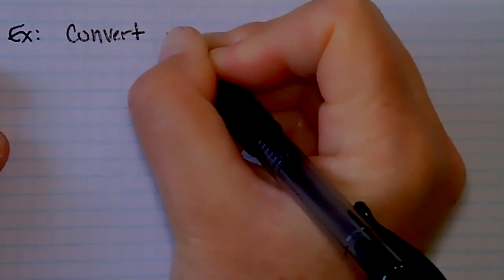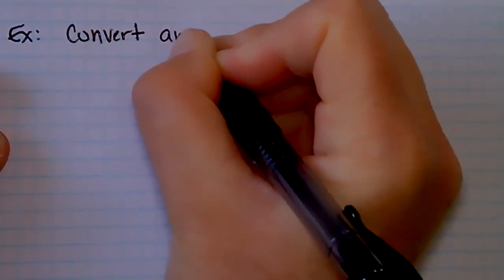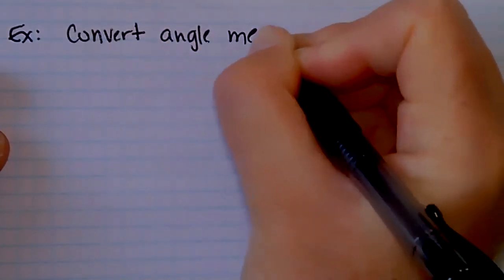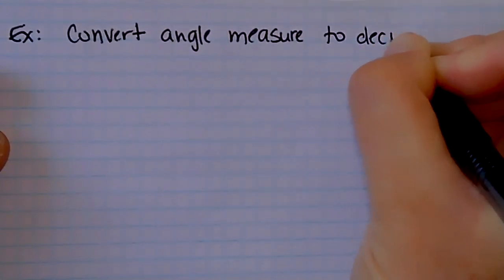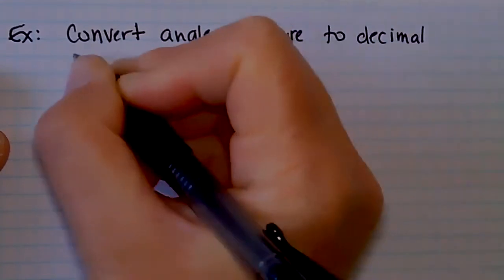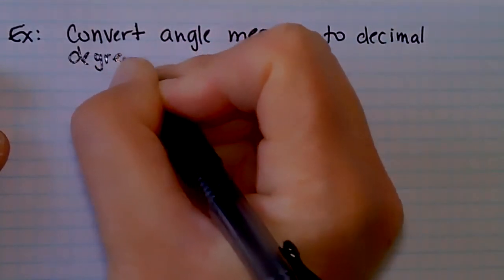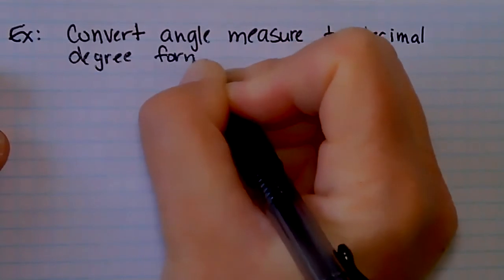Okay, and the last examples are going to be trying to convert decimal minutes seconds and decimal degree form. So let's say, for example, we want to convert angle measure to decimal degree form by hand.